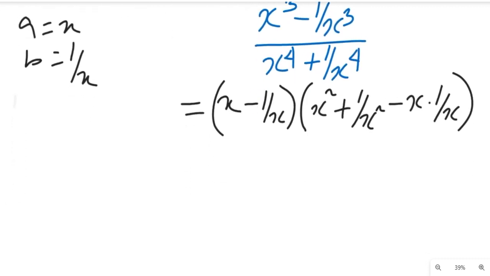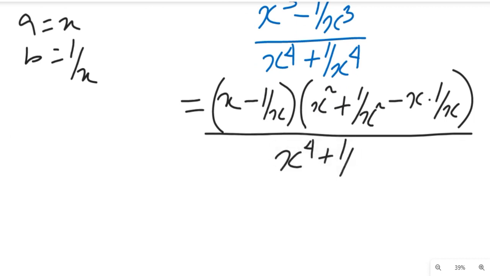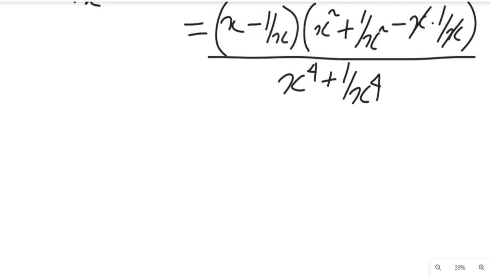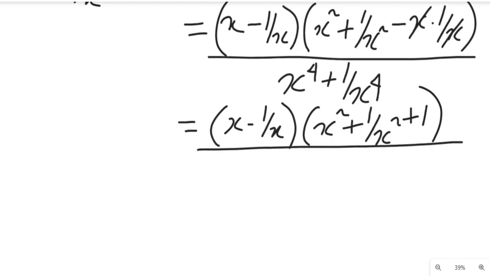And this will be divided by x to the power of 4 plus 1 divided by x to the power of 4. So from this expression, this will clear this, and then we'll be left with 1 there. So this whole expression will give us x minus 1 divided by x, multiplied by x squared plus 1 divided by x squared plus 1, all divided by x to the power of 4 plus 1 divided by x to the power of 4. We're gradually coming to an end of this equation.